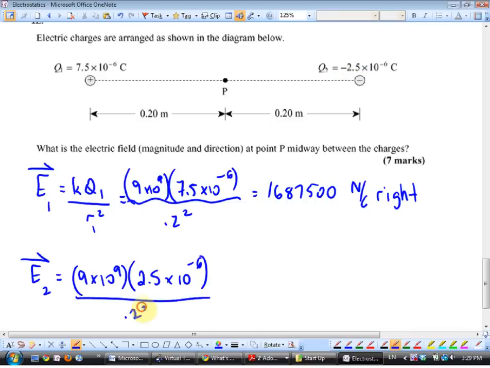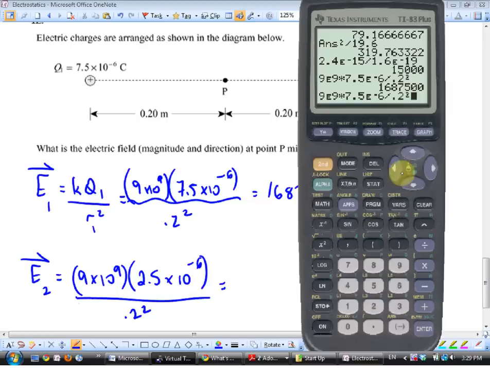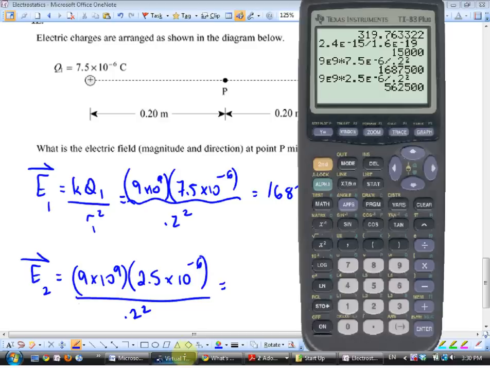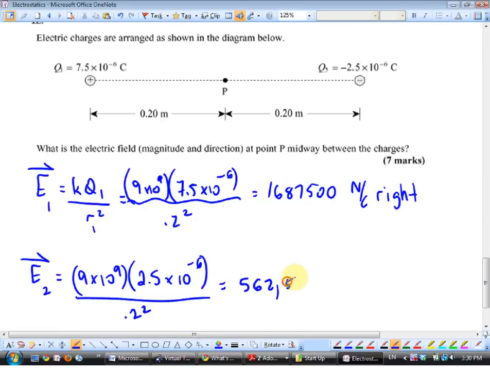All over 0.2 squared. Nice thing, Dylan, on my calculator, I can just go second function, enter. Was it 2.5? It was, wasn't it? Yeah. 562,500. Again, Pat, pretending this charge isn't there, temporarily, sitting right here. Based on that charge, which way would a positive charge want to move if it could? Oh, and by the way, the units are newtons per coulomb. These are in the same direction, so you know what, Dylan? I'll just add them together. If they were in opposite directions, bigger minus smaller, and the bigger direction is the winner.